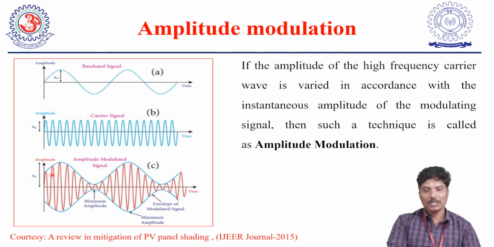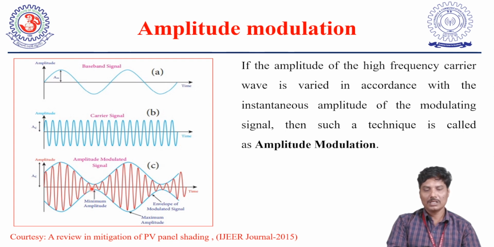Yes, here in this waveform, we varied the amplitude of this carrier signal. We varied the carrier signal amplitude in accordance with the message signal. If we vary it like that, we get a signal. We call it what? The modulated signal. If you transmit this signal, then what happens? This signal is able to travel a longer distance.